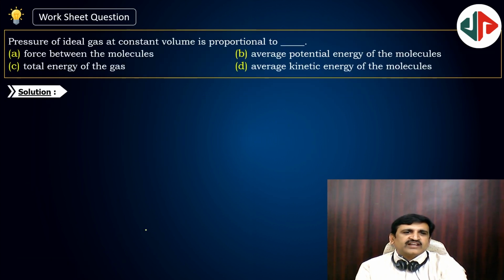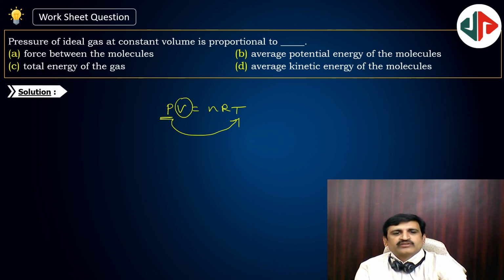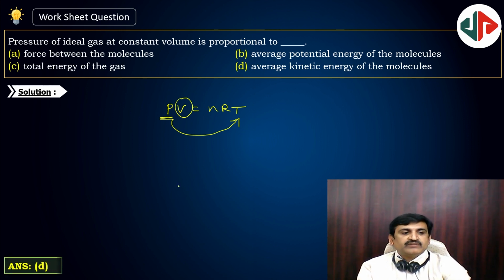Pressure of an ideal gas at constant volume is proportional to what? PV is equal to nRT, so pressure at constant volume is proportional to temperature. Options: force between the molecules, average potential energy of the molecules, total energy of the gas, average kinetic energy of the gas molecule. Based on the kinetic theory of gases, it will be the kinetic energy of the gas molecule. So option D will be the answer.